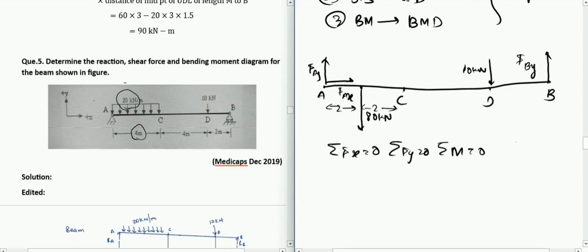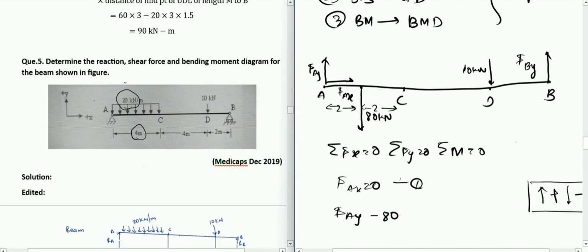So now let us move ahead with our equilibrium condition. We have summation of Fx is 0, which only has one force, so Fx will become 0. Let us say this is equation number 1. We also have summation of Fy is 0, which will give FAY minus 80, because it is in the downward direction. For now, let us consider upward as positive and downward as negative. You can change this, it won't affect the solution.